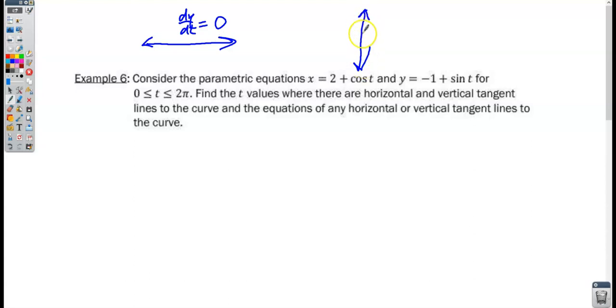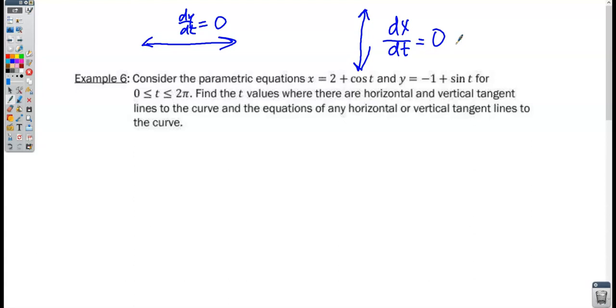For a vertical line, same idea. We're moving up and down, but we don't move at all side to side. And so the change in x has to be equal to 0 when we have a vertical tangent line. And so those are the things that we're going to look for in order to find these tangent lines.